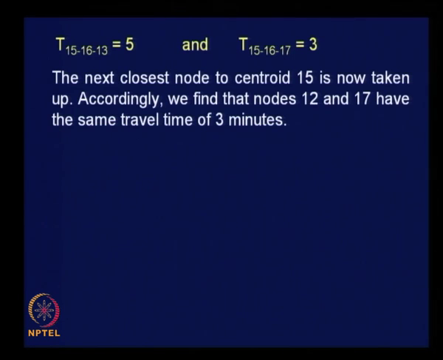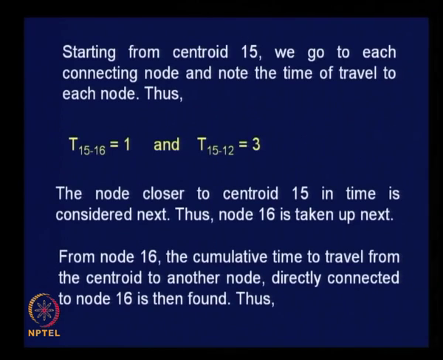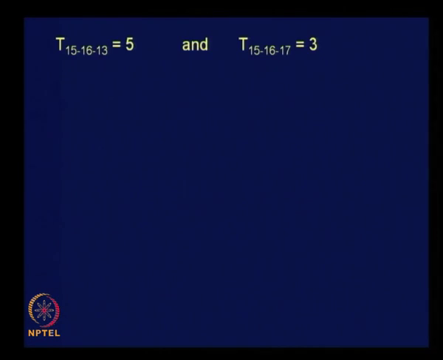The next closest node to centroid 15 is now taken, closest in terms of the cumulative travel time. Accordingly, we find that nodes 12 and 17 have the same travel time of 3 minutes. You may have to go back to see the travel time of 12. 15, 12 is also 3 minutes. And here we find 15, 16, 17 also has 3 minutes as travel time. So there is a tie.